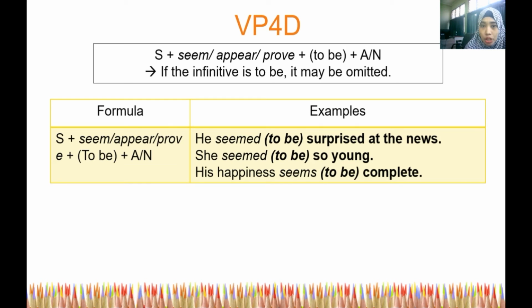Next one, she seemed to be so young. She here is the subject, seemed is the verb, intransitive, and then to be here is omitted, or it's up to you whether you want to use it, and then so young here is also an adjective. Right. The last one, his happiness seems to be complete. His happiness is the subject, and then seems is the verb, and to be here is optional, and then complete is also an adjective.